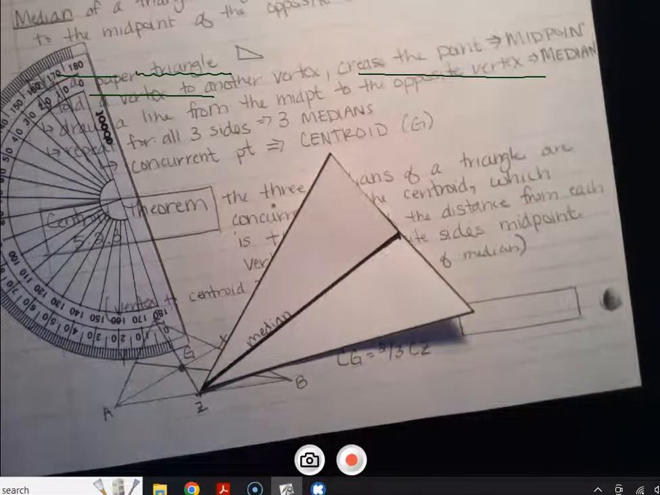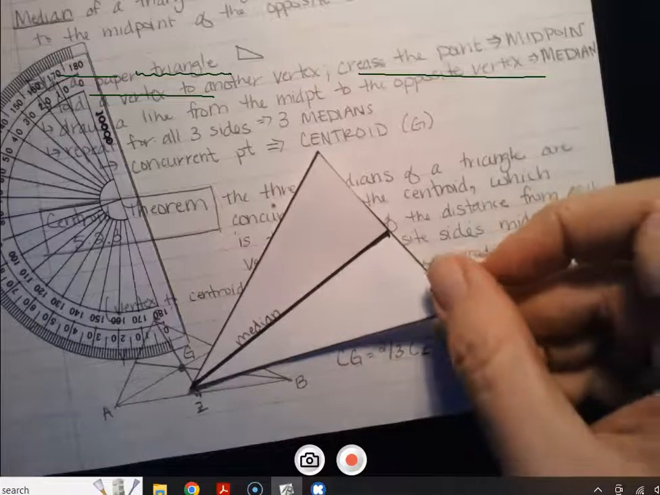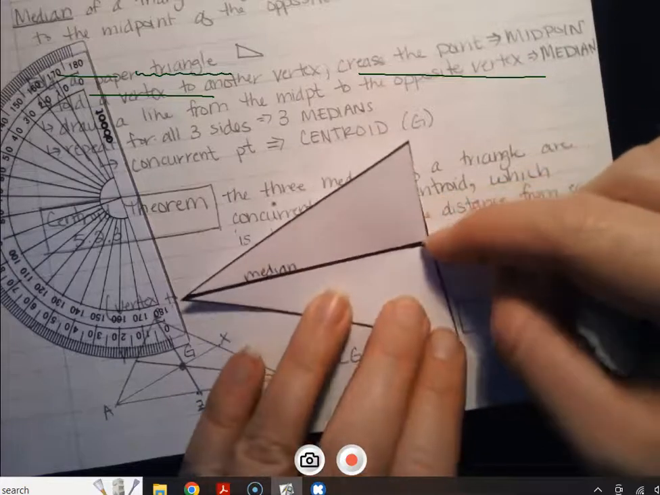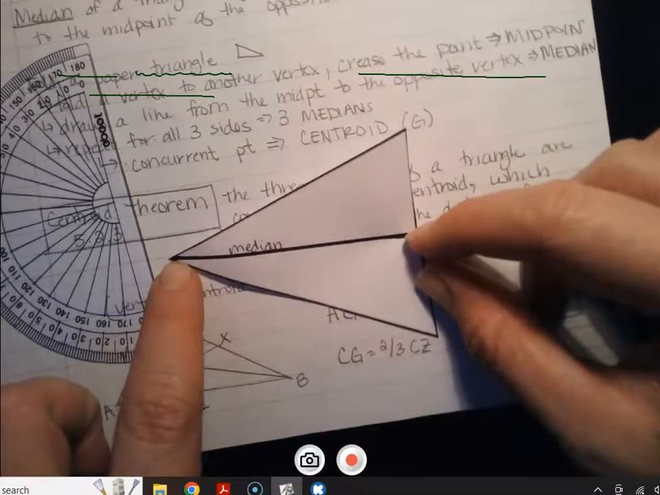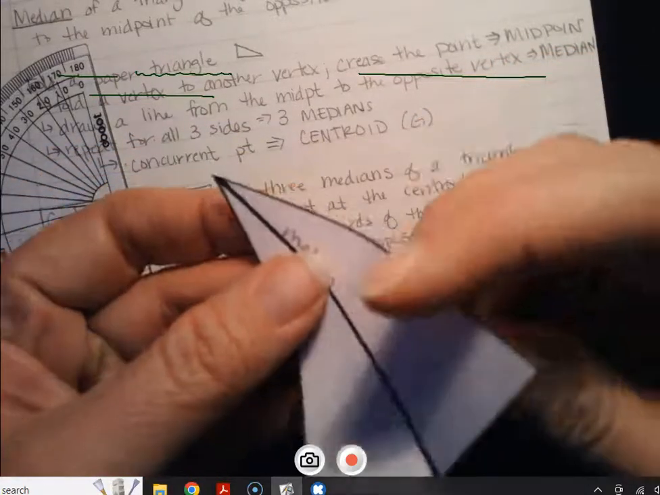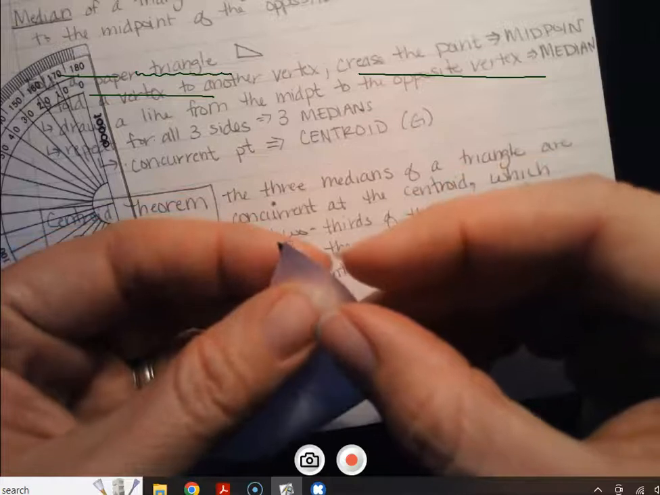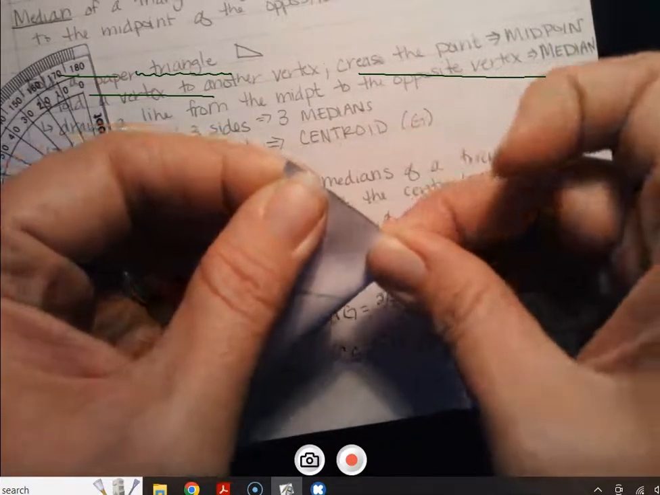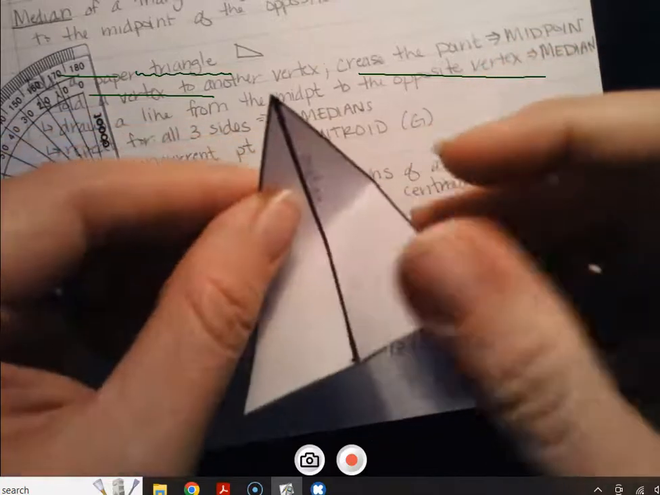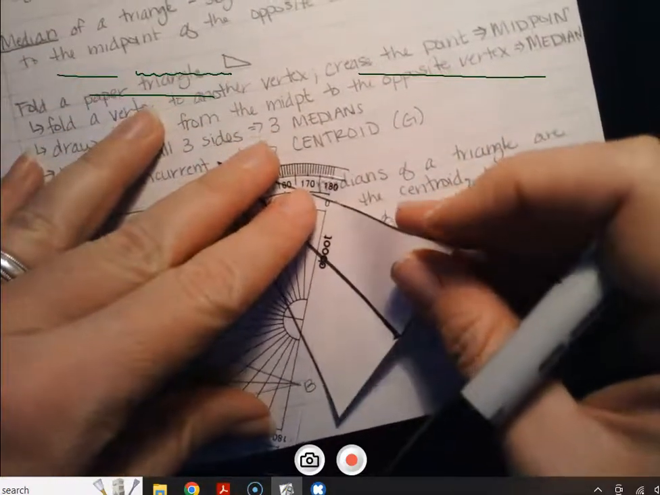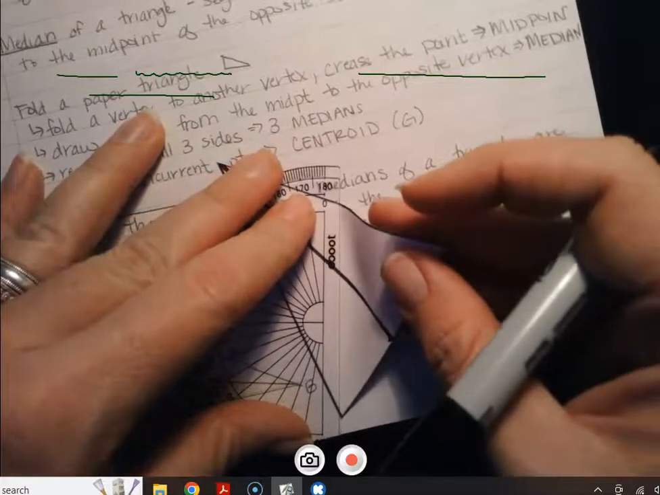We don't know if it's perpendicular or anything else. We just know it goes from the midpoint of the side to the vertex of the opposite side. Okay, so we're doing this opposite. Continue that. Line up, bring your vertices together to find your midpoint. Crease just the edge of that. Open it up and draw your connecting line from your midpoint to your opposite vertex.